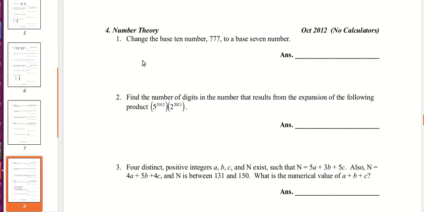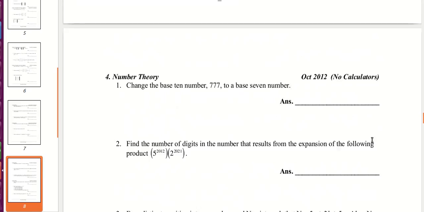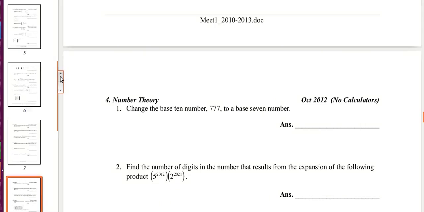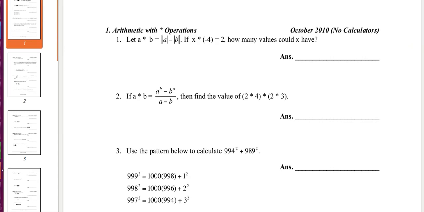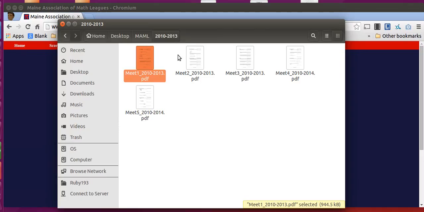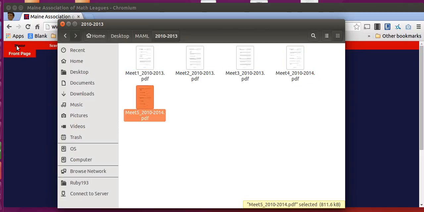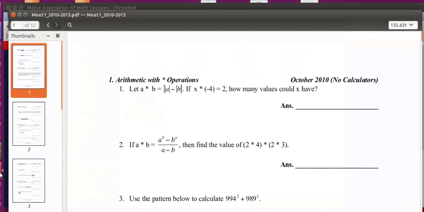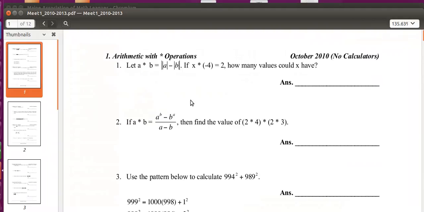Okay, so basically, you have 5 meets. As you can see here, you have 1, 2, 3, 4, 5 meets throughout the year, and in each meet there's 5 individual rounds and 1 team round. So these are from all of the individual rounds.